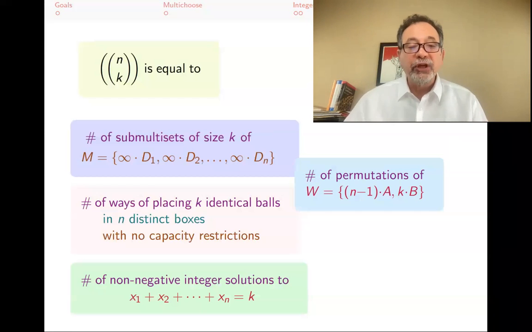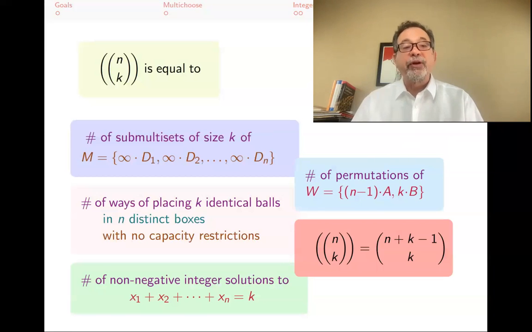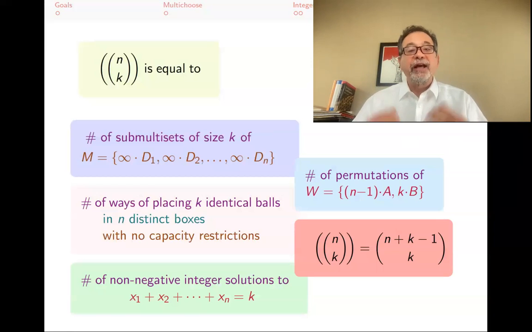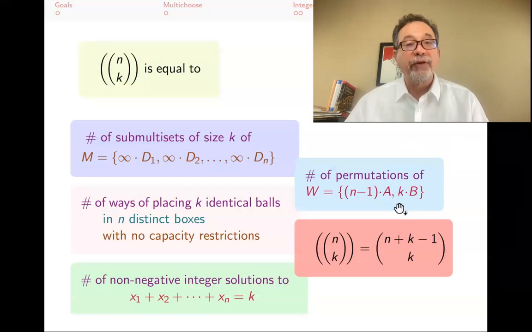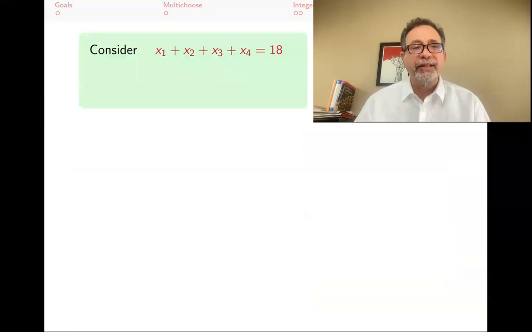And so the number of permutations of this multiset is the same as this, and because of that, we actually know what it is. It's n plus k minus 1 choose k. If you have this many things and you want to find the permutations, this is the answer you get. We did the argument already. So let's do one final example and then we'll be done.